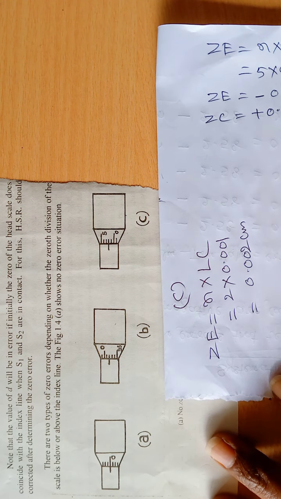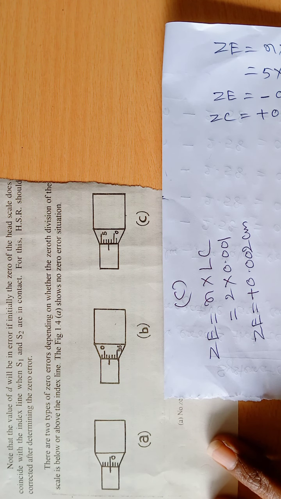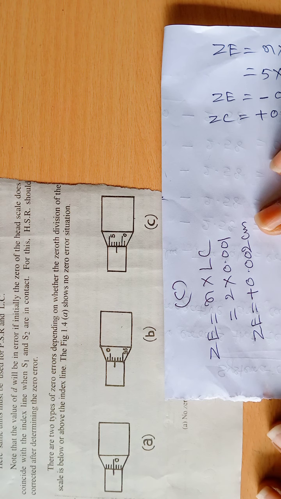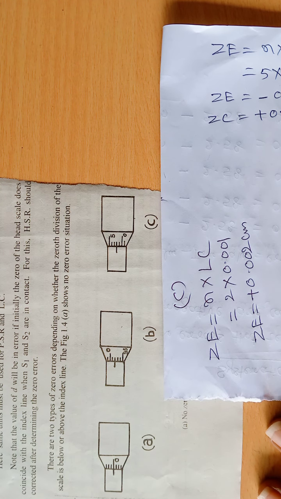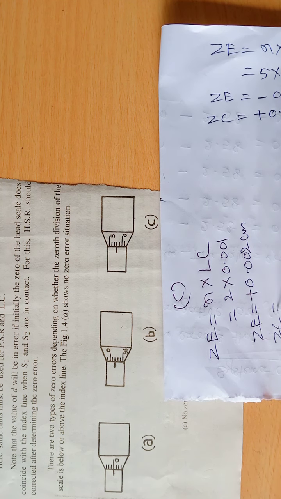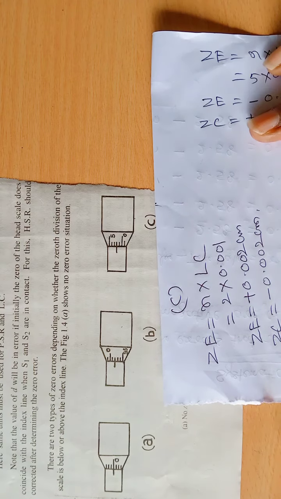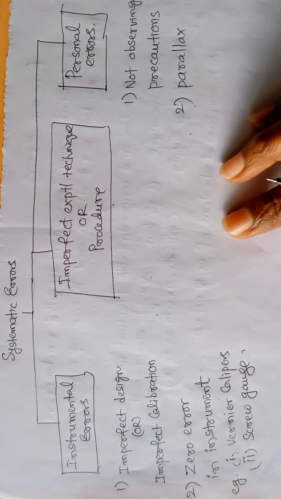So if you make use of this instrument, each measured value will be this much more than the actual value. Therefore, this much value must be deducted, subtracted from the measured value. So the zero correction is minus 0.002 centimeters.